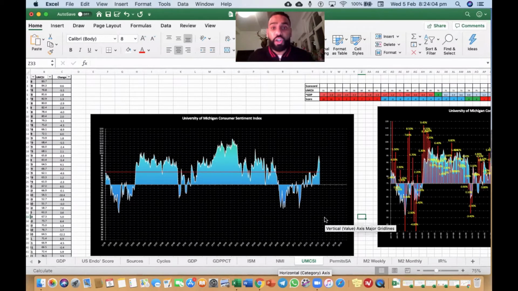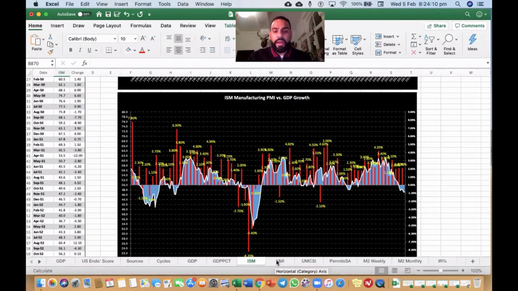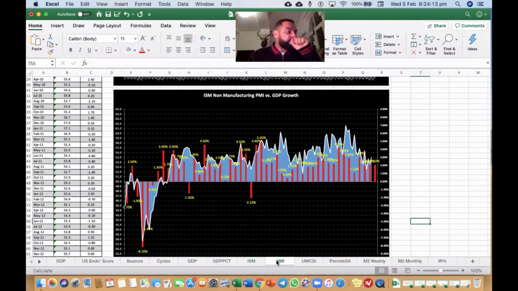Because if consumers are confident and we have businesses that are confident by looking at the business manufacturing PMI and the services PMI from the businesses, then we can start to have an idea that businesses are bullish, consumers are bullish, the economy is looking positive in the next 12 to 18 months. That's a positive sign for an economy.